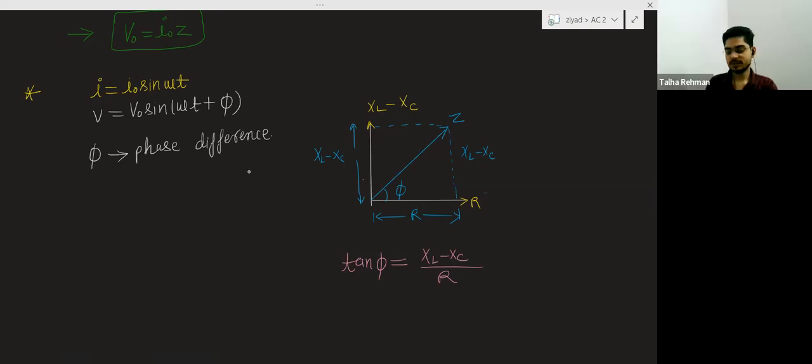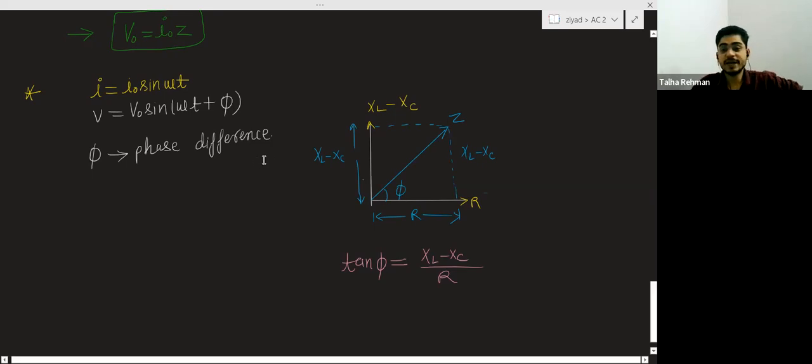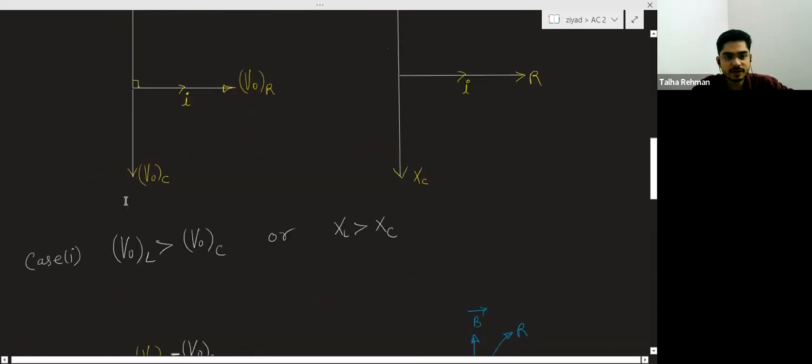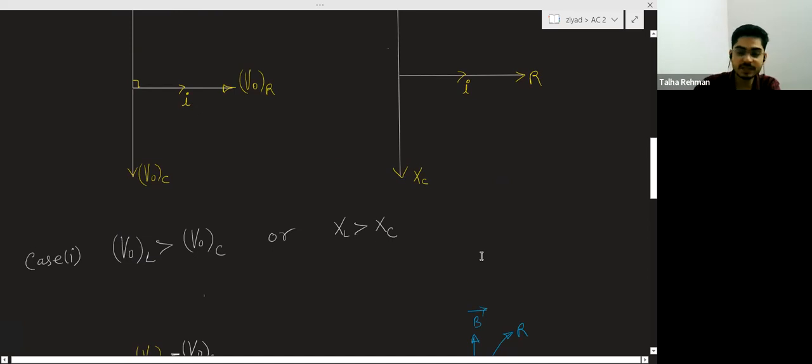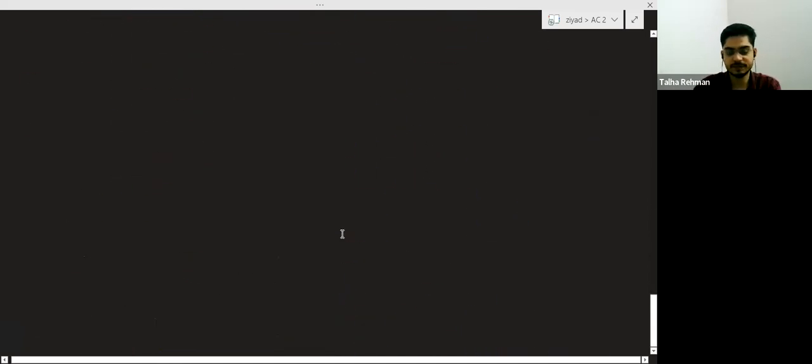So this is the case of the LCR series circuit when your inductive reactance XL is greater than XC, or you can say the peak voltage across the inductor is greater than the peak voltage across the capacitor. This is the case number first.